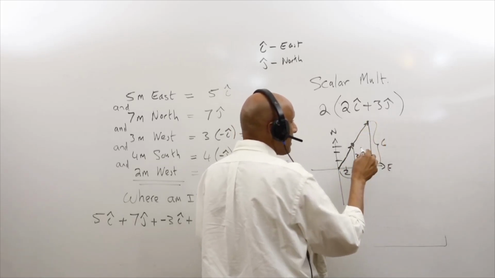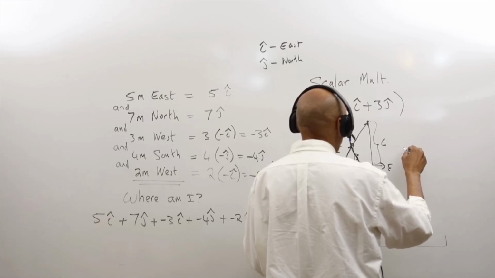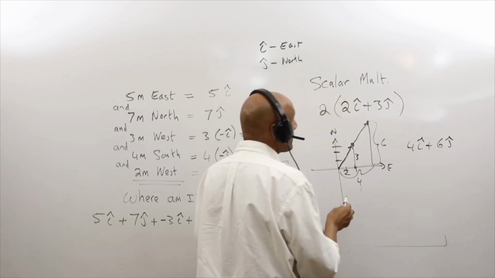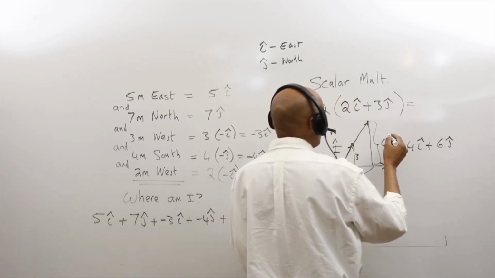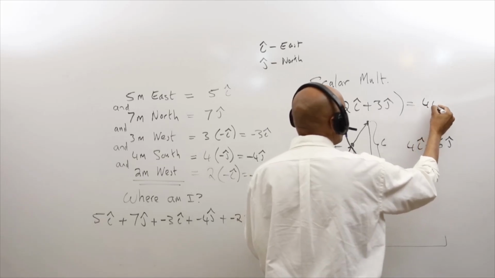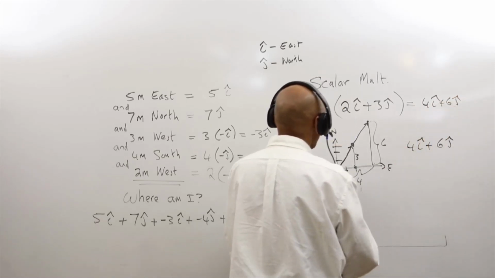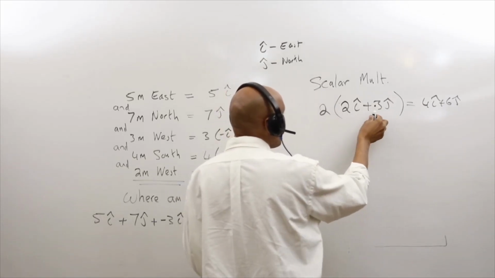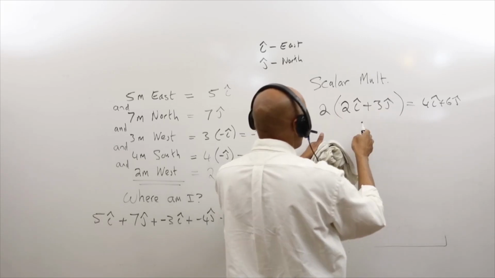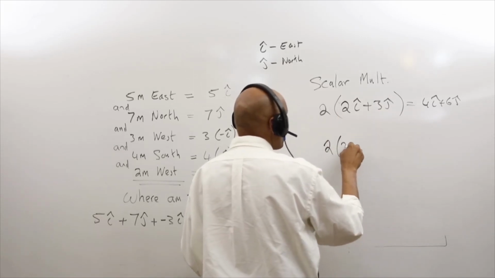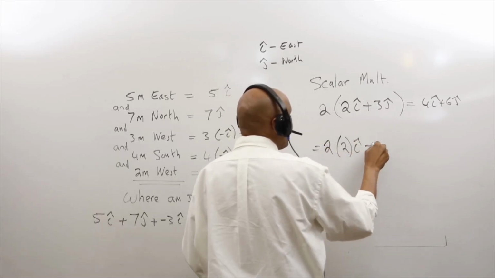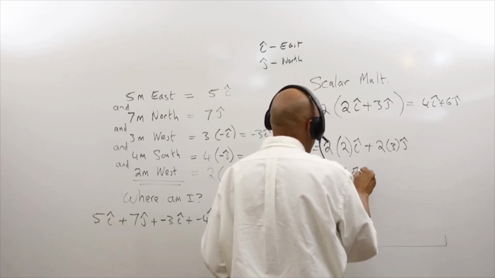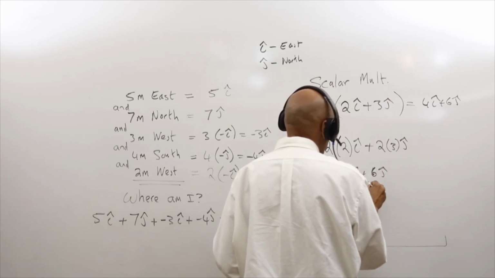And where would I be? Well, I would be at the location of 4 meters east and 6 meters north. But guess what? This point here is exactly the same thing as 4i plus 6j. And if you think about it carefully, what you're really saying is that 2 scales each of the directions by the same amount. Or I could say it's really 2 times 2i plus 2 times 3j, which is exactly 4i plus 6j.